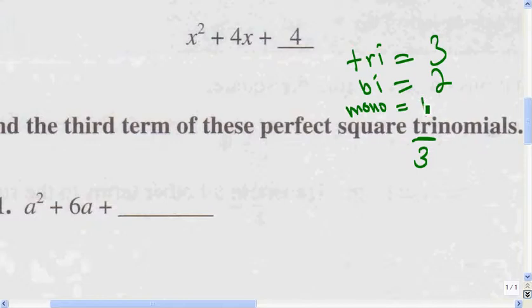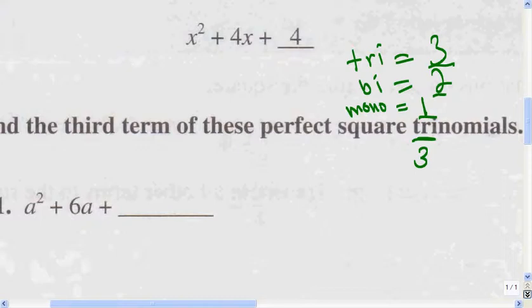So a trinomial is an algebraic expression that has 3 terms. A binomial is an algebraic expression that has 2 terms, and a monomial is an algebraic expression that has just 1 term. And here they're saying find the third term of these perfect square trinomials.